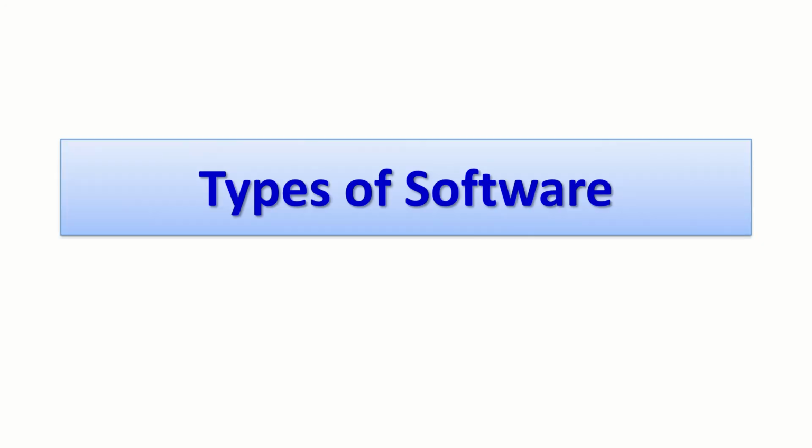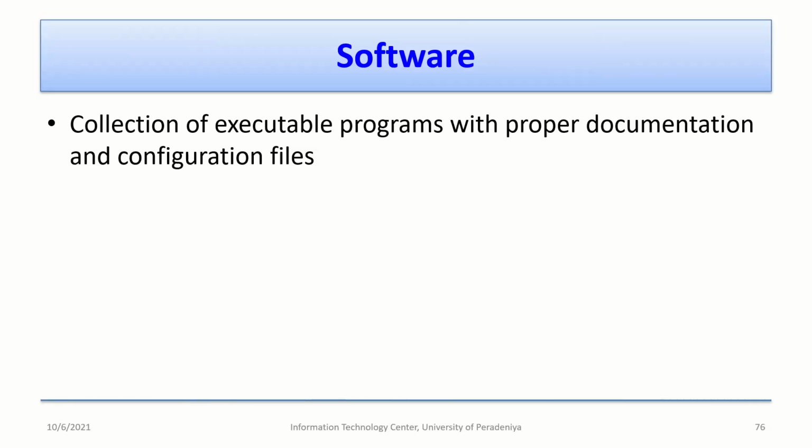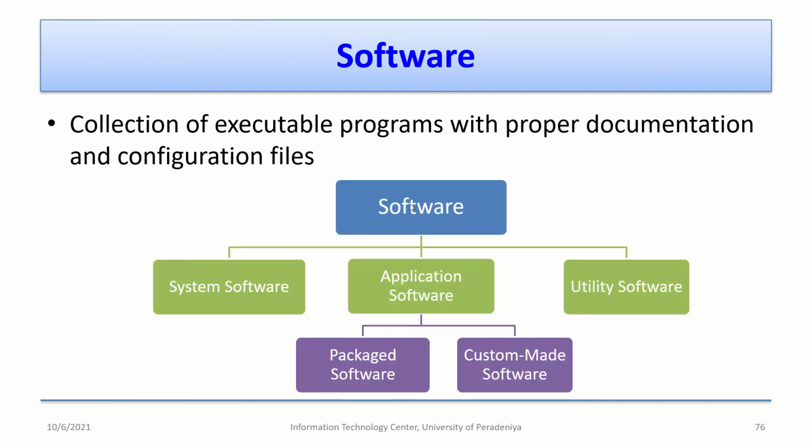The next part is software, and the types of software that we have. What is software? We discussed this: a collection of executable programs. You know what is meant by a program? A program is a set of instructions. So software means a collection of executable programs with proper documentation and configuration files. Software can be categorized into system software, application software, and utility software. Application software can be further divided into package software and custom-made software.